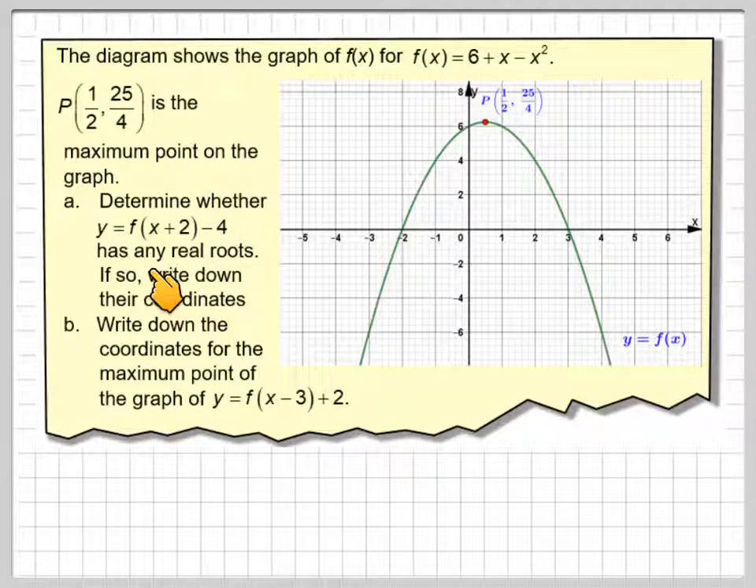It says determine whether f of x plus 2 minus 4 has any real roots. If so, write down their coordinates, and then write down the coordinates for the maximum point of the graph of y is equal to f of x minus 3 plus 2.